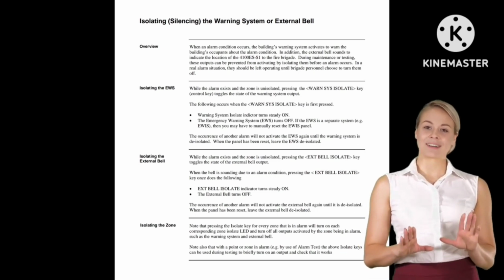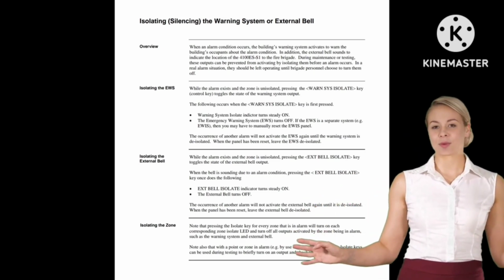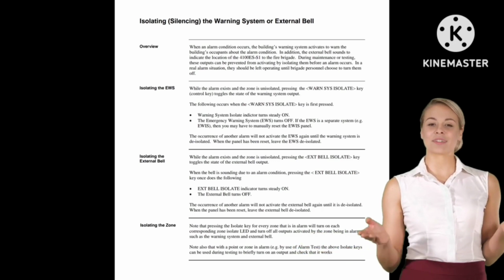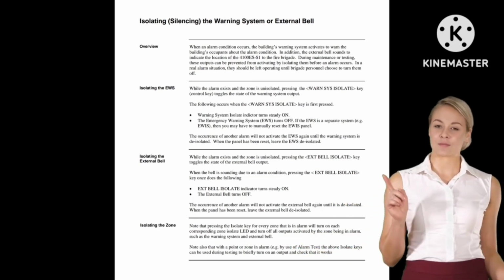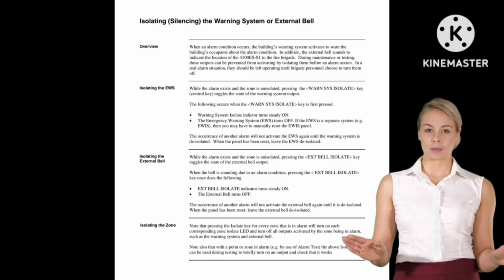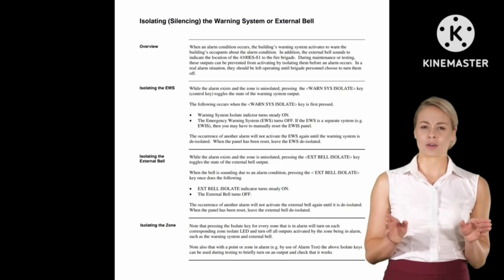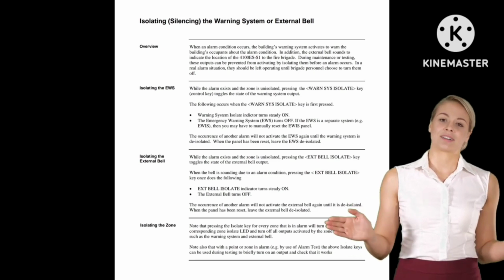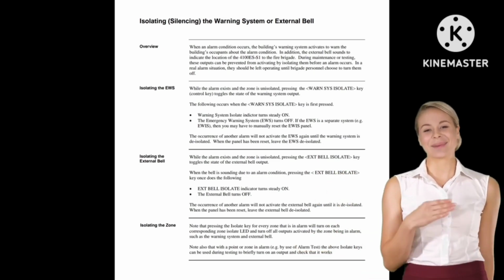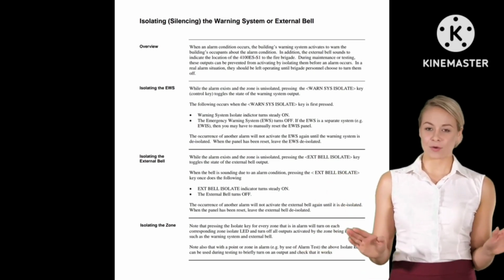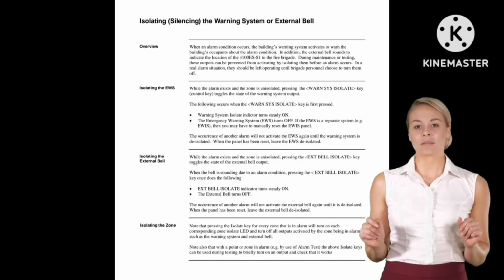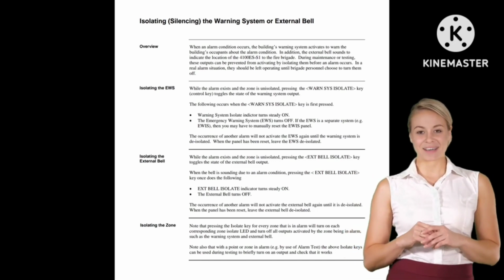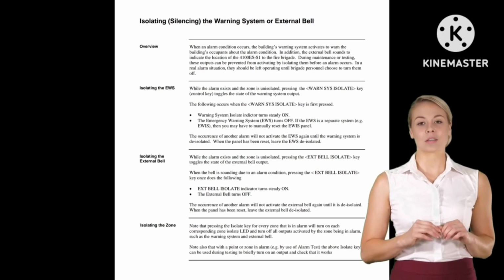While the alarm exists and the zone is unisolated, pressing the EXT bell isolate key toggles the state of the external bell output. When the bell is sounding due to an alarm condition, pressing the EXT bell isolate key once does the following: EXT bell isolate indicator turns steady on, and the external bell turns off. The occurrence of another alarm will not activate the external bell again until it is de-isolated. When the panel has been reset, leave the external bell de-isolated.